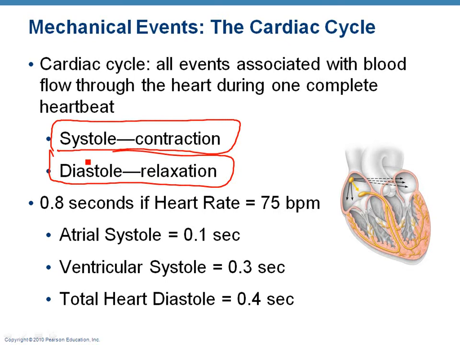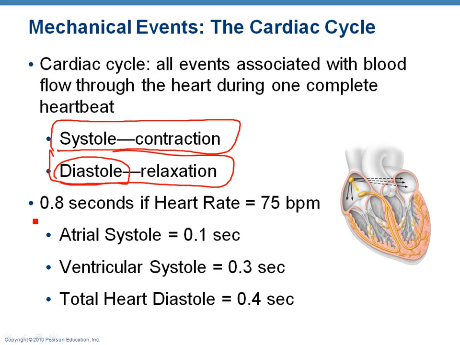When the atria or the ventricles of the heart are said to be contracting, that is systole. If the walls of the atria or the ventricles are in a state of relaxation, they're not contracting, that is referred to as diastole. So those are two new terms that you need to learn if you have not already.